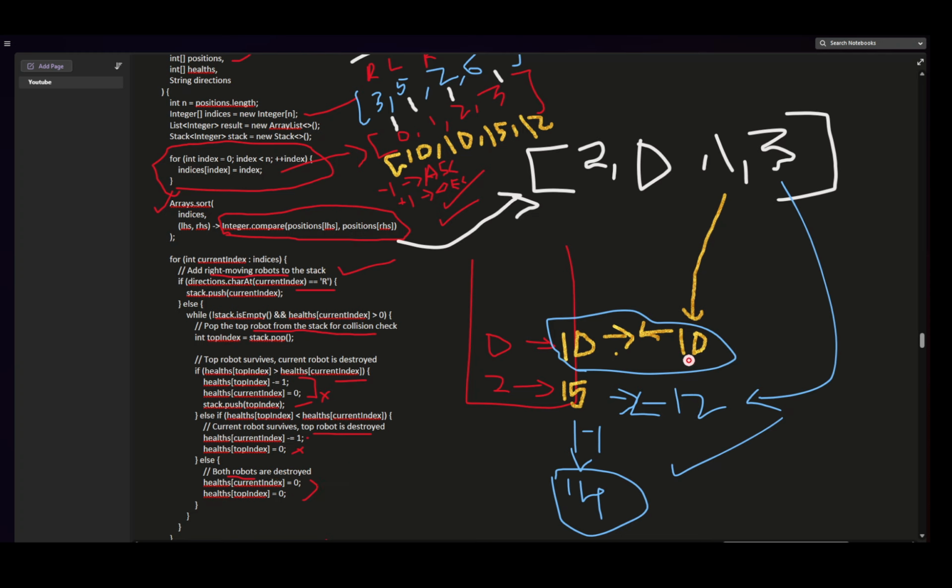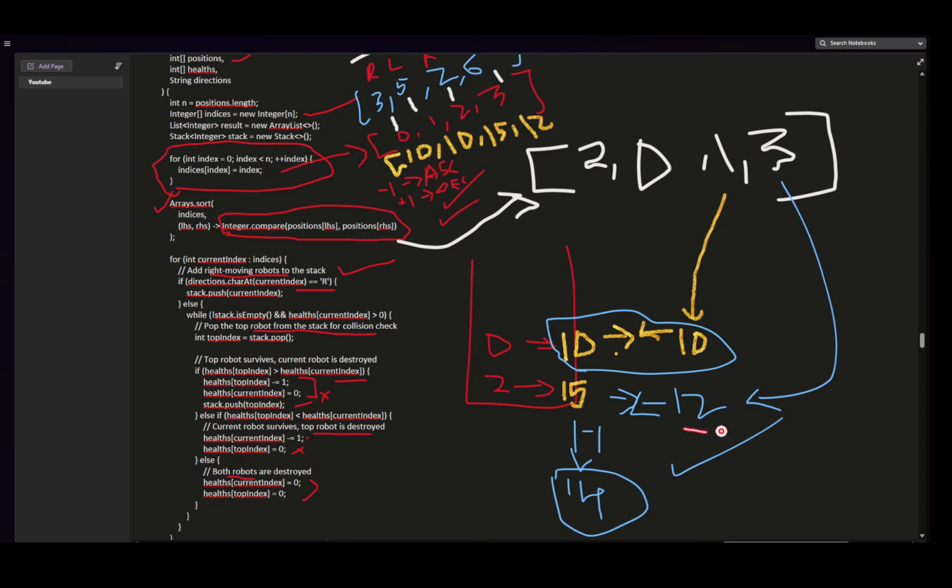That's what the question says. Whenever we encounter a left-moving one, we check whether its health is equal to 10, and both are colliding. Here comes the case where both robots have the same health, so both will be destroyed, popped, and then it checks for the second one, which is 15. Whenever both are destroyed, we move to the next iteration. We are not doing any other operation. We destroy both and continue with the other index, which is 3.